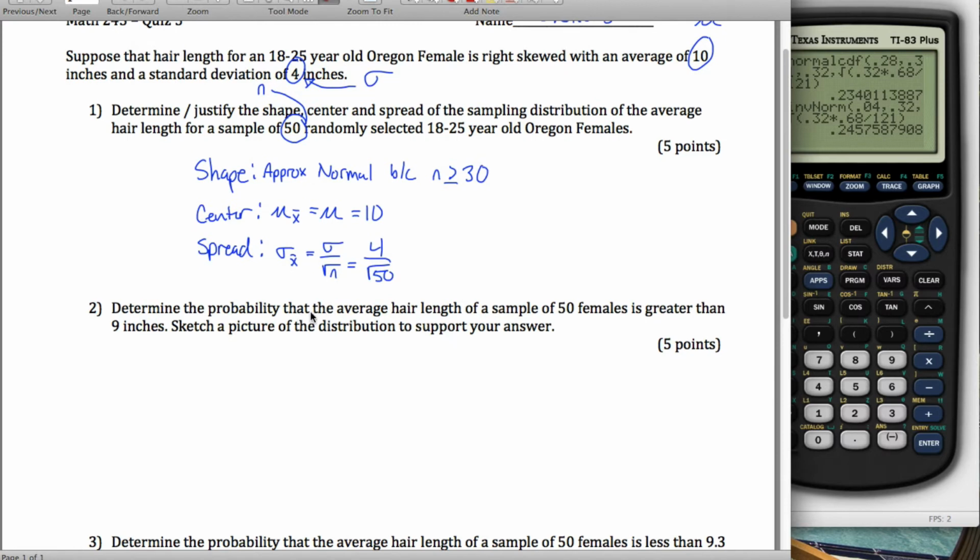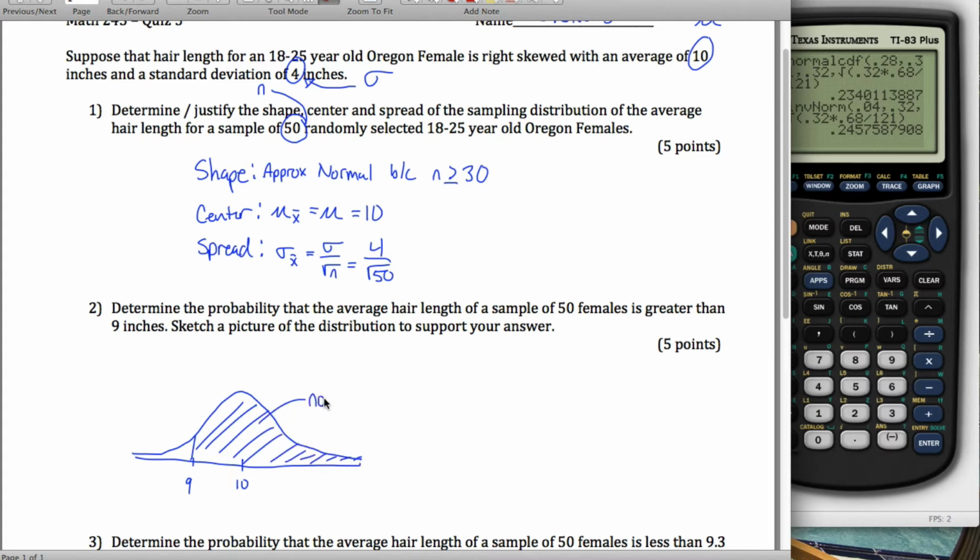Determine the probability that, you see probability, you're thinking normal CDF. Probability that what? That the sample average of these 50 is greater than 9. So you go and draw your picture. How do you know what kind of picture to draw? Well, we figured out up here that it's approximately normal, that the center is 10, and the spread is this number. So what it wants is the probability that my sample average is greater than 9. 9 somewhere out here. It doesn't have to be drawn to scale. Greater than 9 would be referring to all this area out here.